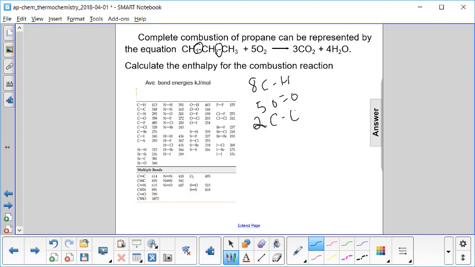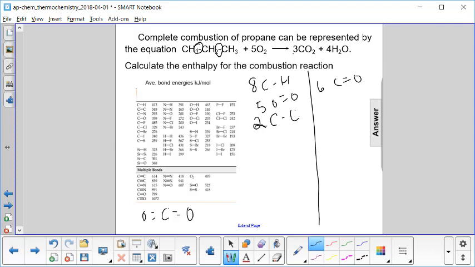So these are broken. And then on the other side of the reaction are the bonds that are formed. So carbon dioxide, I'll just draw the structure down here in the corner to remind you. And I'm just going to draw the bonds. I'm not going to draw the lone pairs since that's what we're focusing on. Each carbon dioxide molecule has 2 carbon-oxygen double bonds. And then we have a coefficient of 3, so that's a total of 6 carbon-oxygen double bonds that are formed.